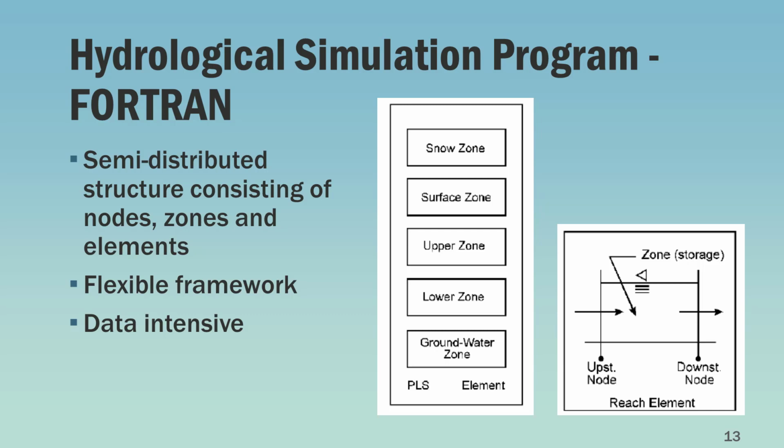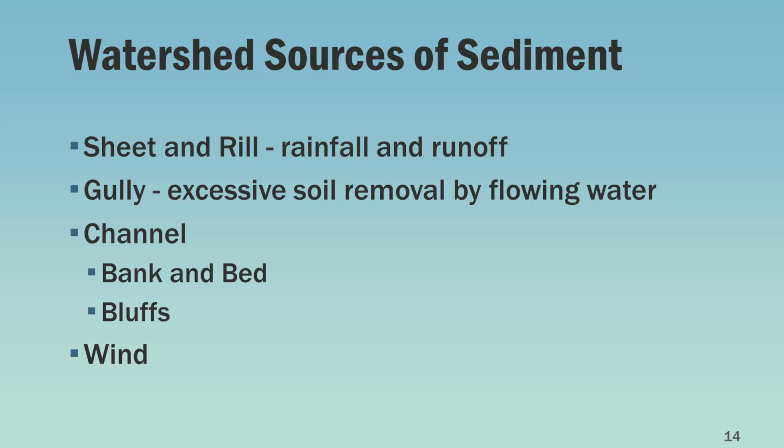So based on the last two slides, we can therefore see that neither of the models alone are ideally suited to address both hill slope and stream components. We will get back to that, but let's take a look at the sources of sediment in a watershed and the processes associated.